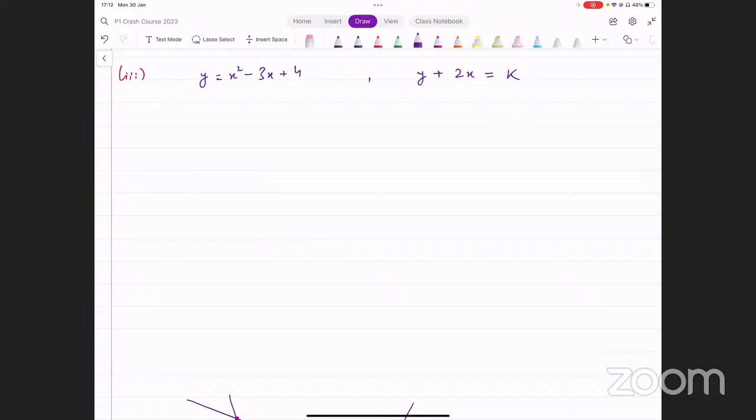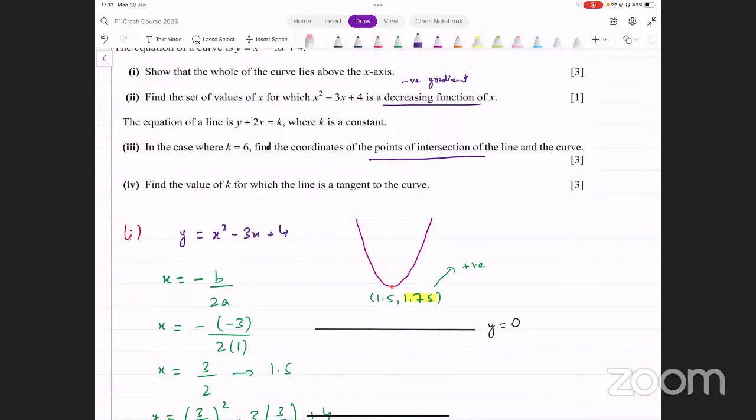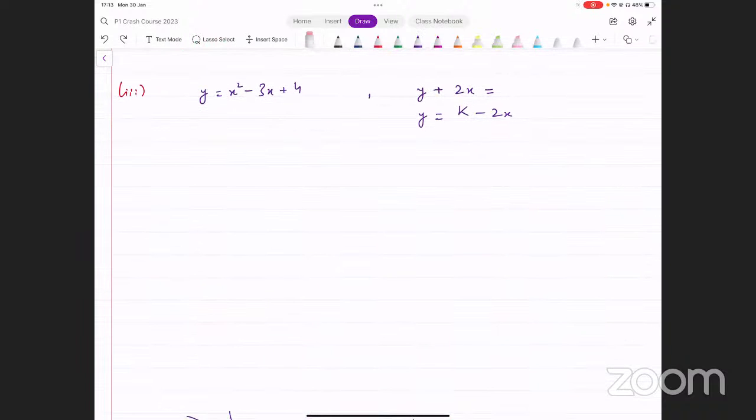Okay, how do you solve them now? One idea is you make the same variable the subject in both of them. From the quadratic equation, you already have y the subject, so y equals x squared minus 3x plus 4. It can stay as it is, in fact. From the other equation, you can make y the subject so that it becomes y equals k minus 2x. And now you could just equate these 2 equations. But remember, we are given the value of k here. The question in the third part says the value of k is 6. So we can input 6 here in place of k. K is 6. This is the equation that we've got.